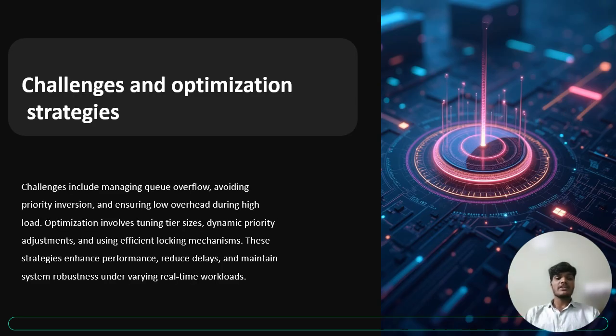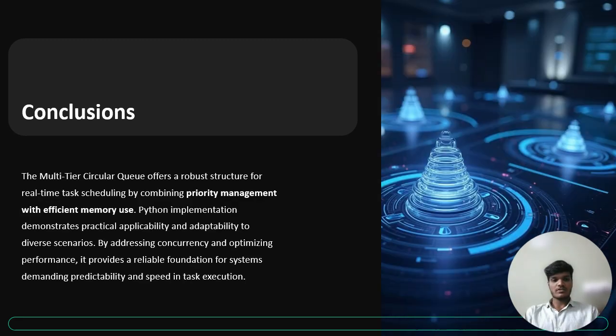So, challenges and optimization strategies. Challenges include managing queue overflow, avoiding priority inversion, and ensuring low overhead during high load. Optimization involves tuning tier sizes, dynamic priority adjustments, and using efficient locking mechanisms. These strategies enhance performance, reduce delays, and maintain system robustness under varying real-time workloads.